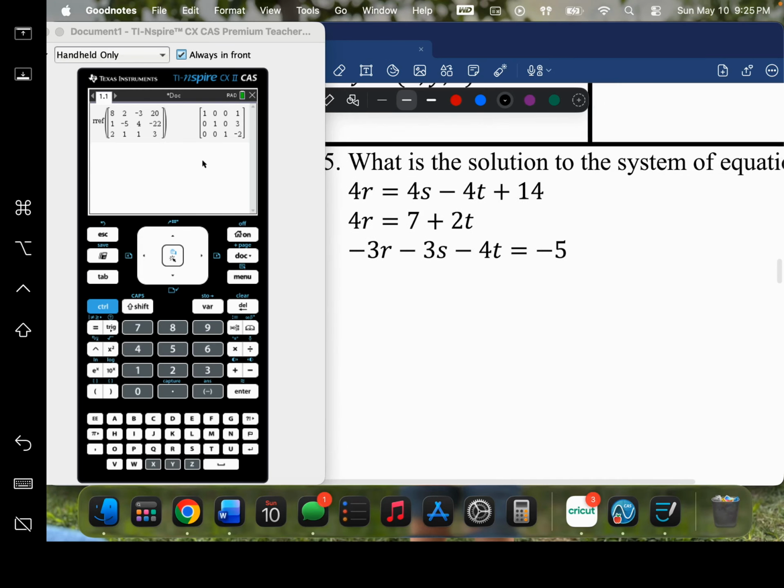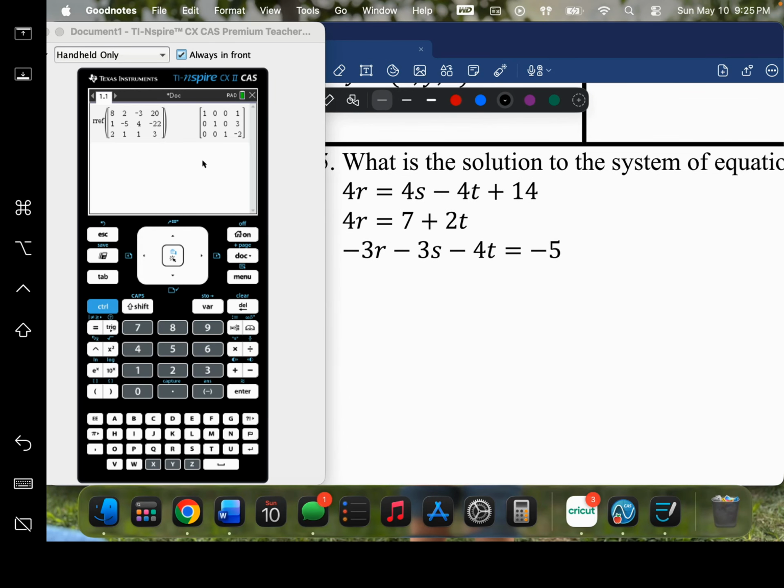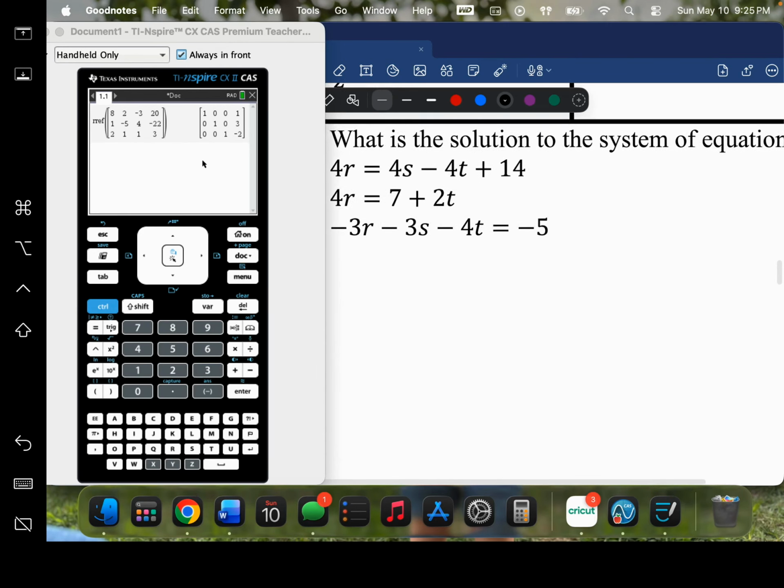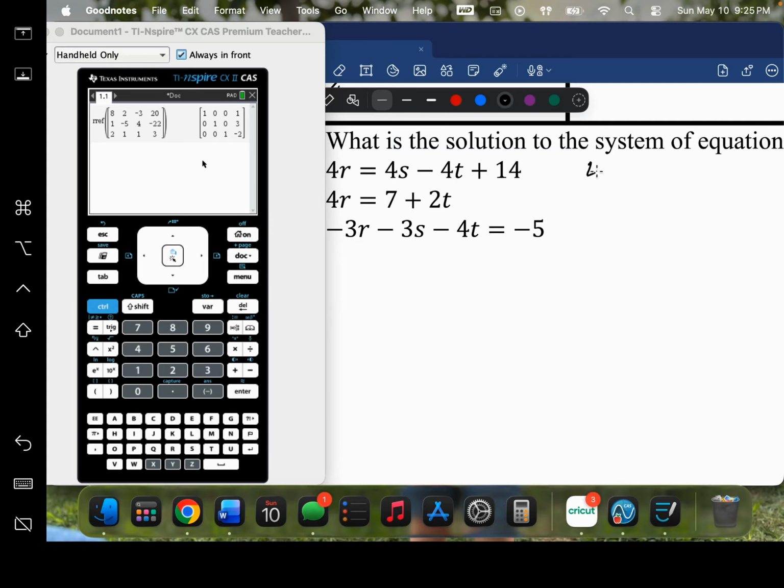So let's go ahead and try that for number 15. Now for number 15, we said that all of the equations had to be in standard. The top two, or the first and the middle one, are not in standard. So we need to manipulate them to get them into standard. So let's see, I'm going to rewrite that first equation. 4r is equal to 4s minus 4t plus 14.